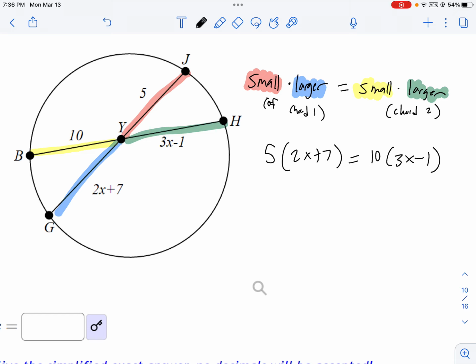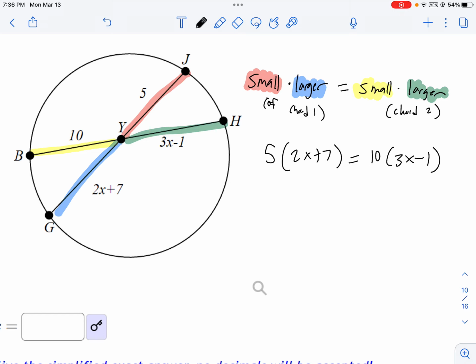Honestly, it's not too hard of a property. The hardest thing is remembering when you have this property, and how to use it. In anything geometry, the hardest part is coming up with the relationship. And for intersecting chords with lengths, this is that relationship. And then from here, we're just solving for x.